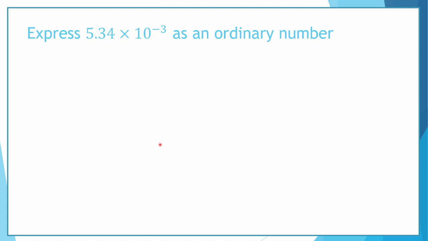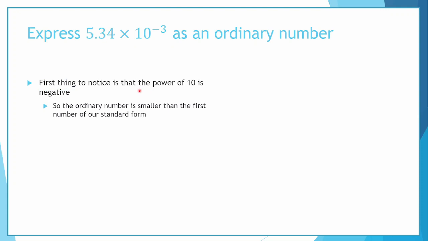So now we're going to do the reverse. Express 5.34 times 10 to the minus 3. This time we start with a standard form number and write it as an ordinary number. The first thing to know is that the power of 10 is negative, so we've got this negative 3 here. That means that the number this is representing is going to be smaller than our front number. So this tells us which way we need to move our decimal point.